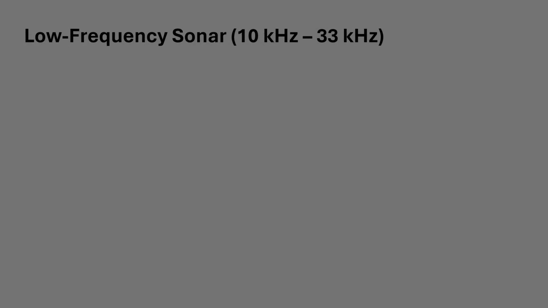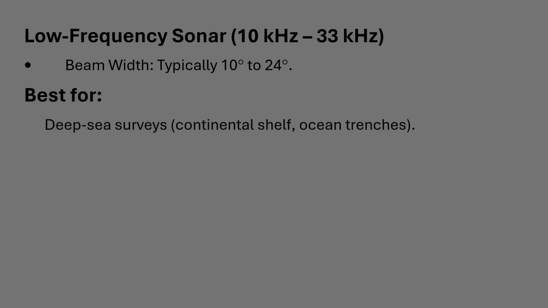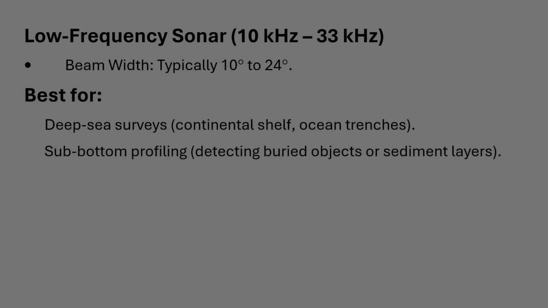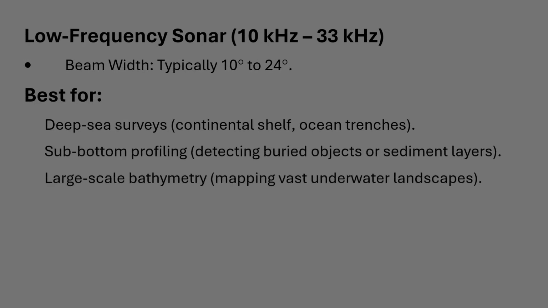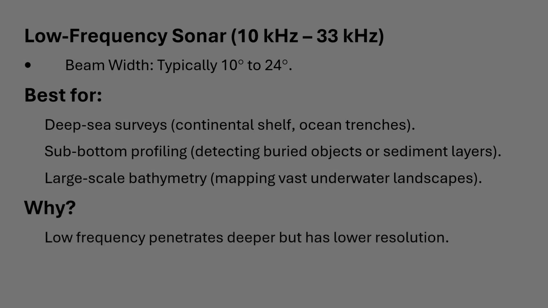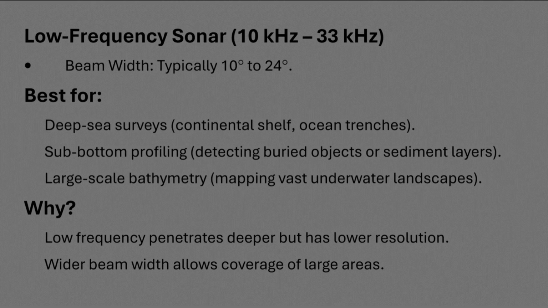And then there is a low frequency sonar, which is 10 to 33 kHz, typically a beam width of 10 to 24 degree, and best suited for deep ocean surveys, continental shelf and ocean trenches. Sub-bottom profiling. It is good for detecting buried objects and sediment layers. Large-scale bathymetry, mapping vast underwater landscapes. This low frequency penetrates deeper but has a lower resolution. Wider beam width allows coverage of large areas.